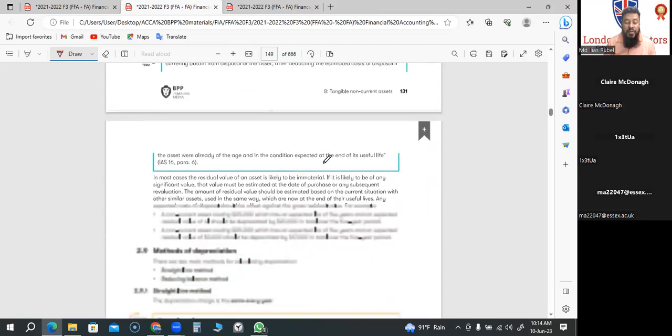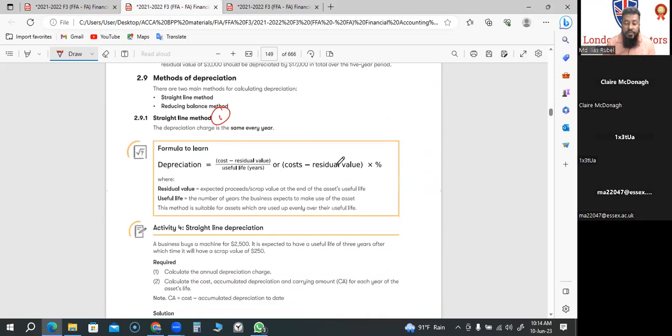Now, the two methods straight away. Straight line method. The formula is cost minus residual value divided by number of years. Cost is the item you bought for. Let's assume you bought the item for £2,500. Residual value means after useful life. What is the useful life? Let's assume you're going to use it for 3 years. That's your useful life. After 3 years, how much can you sell it for? We can sell it for £250.